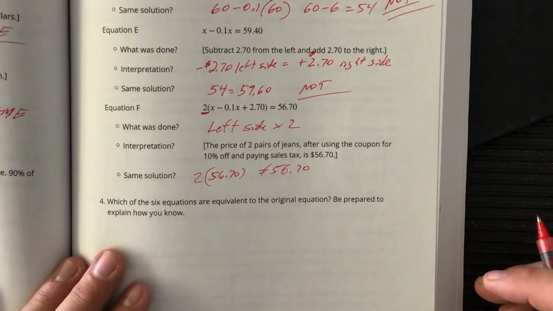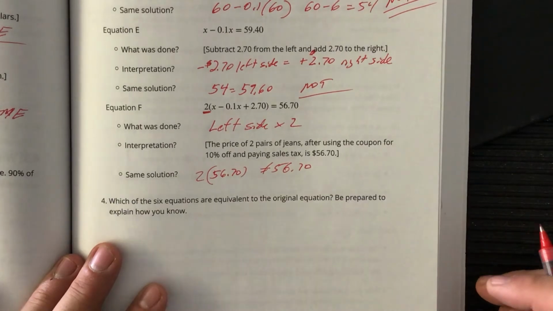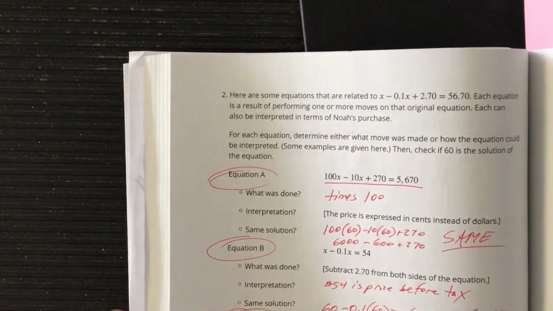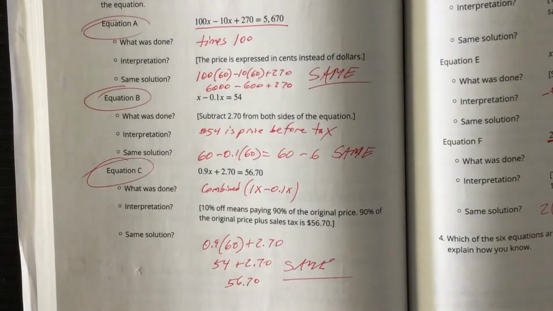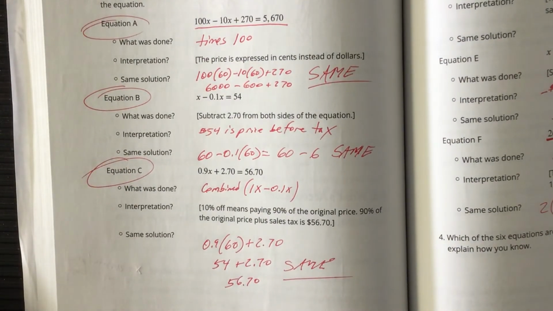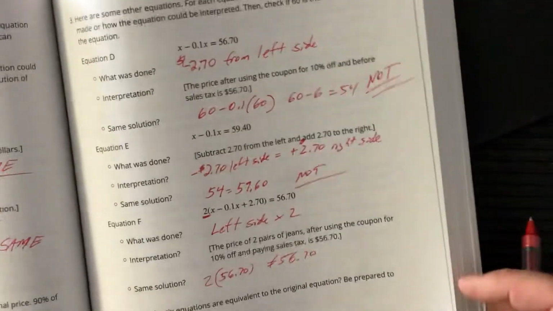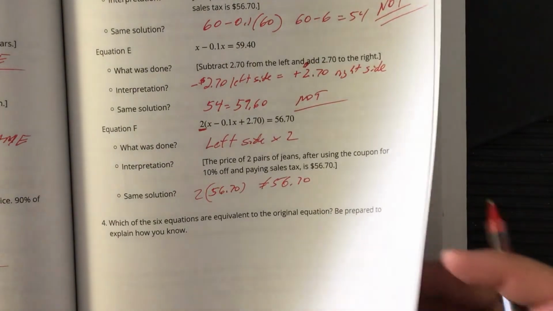Says which of the 6 equations are equivalent to the original equation? First three. A, B, C. How do you know? Well, we plugged in 60 and got the answers that we should. Both sides were equivalent. Okay, so be careful. Don't assume that every equation is created equal. You just found 3 that they made mistakes on.